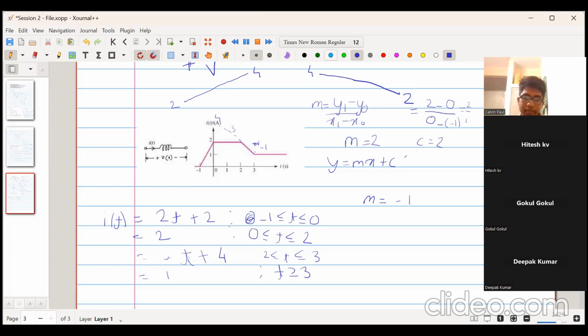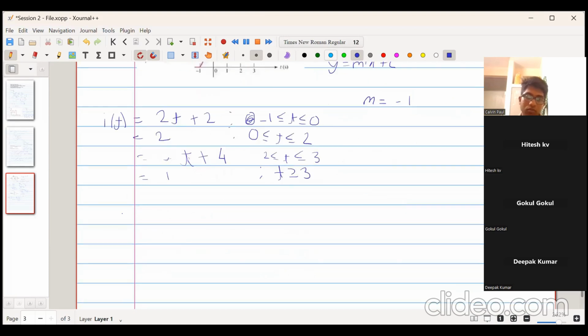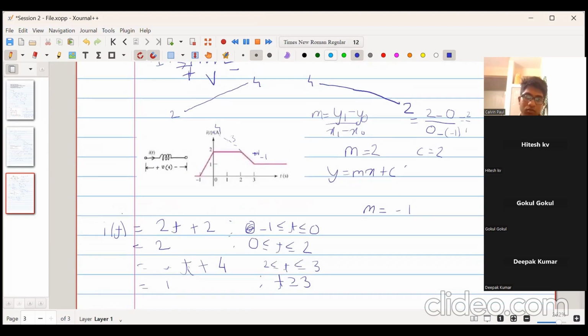So now they are saying we need to find the voltage across the inductor at time t equal to minus 500 milliseconds. Okay, Deepak, any doubt? Sir, I do not understand. Can you tell me again?